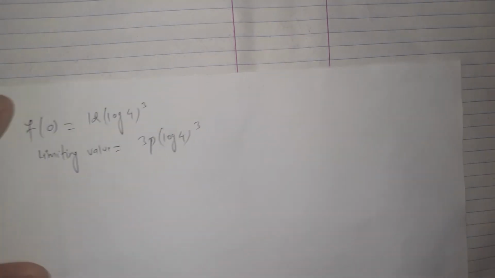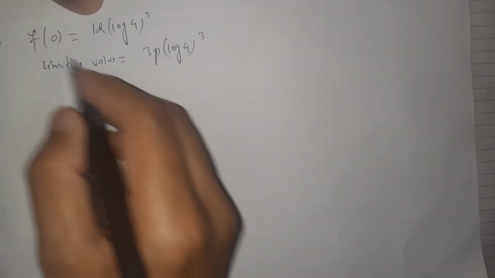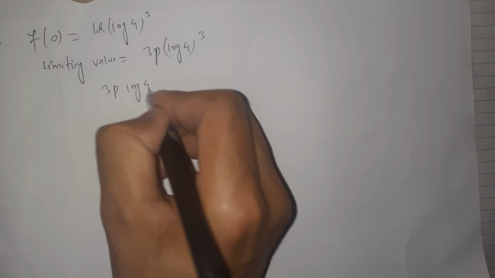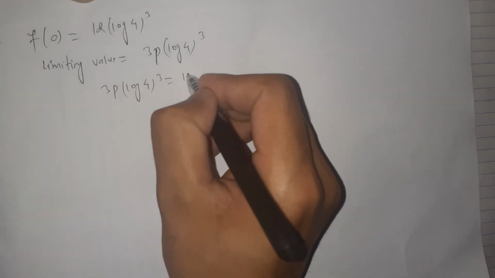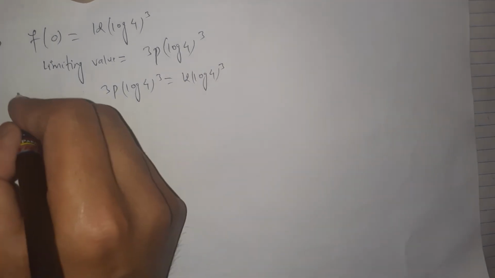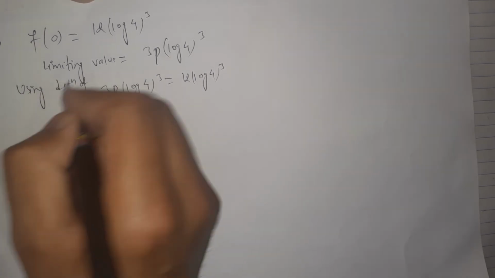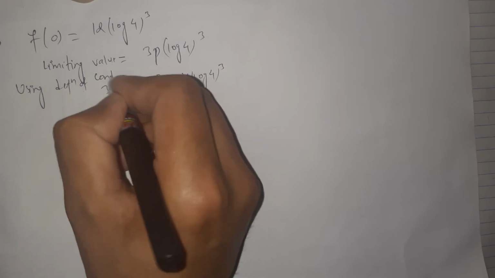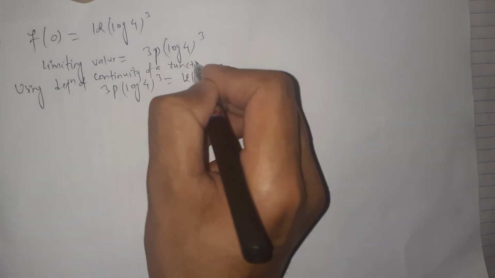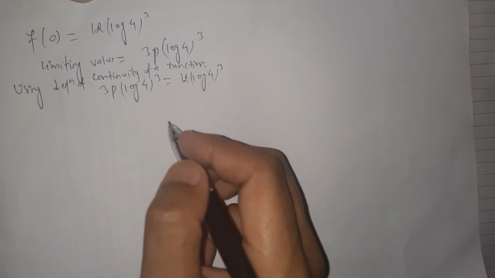Let's use the concept of continuity of the function. Using the continuity of the function, the limiting value should be equal to the functional value. So we can equate 3p log of 4 to the power q is equal to 12 times log of 4 to the power q. Here we just use the definition of the continuity of the function at a point: the limiting value should be equal to the functional value. Here we just use that concept.